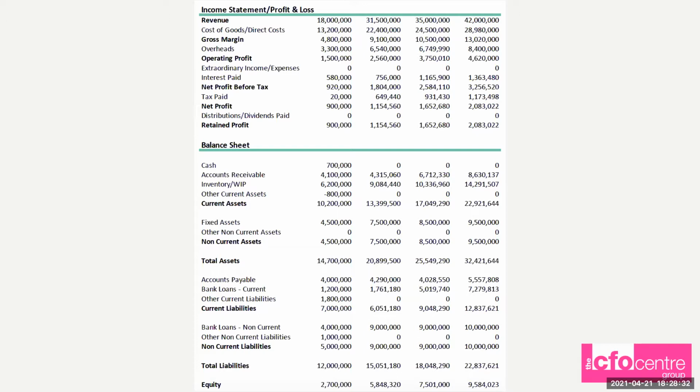Margins have also not really gone up. Despite growing very fast, their net margins are about 5% over this period. They are not able to earn more despite expanding. So that's a few observations.